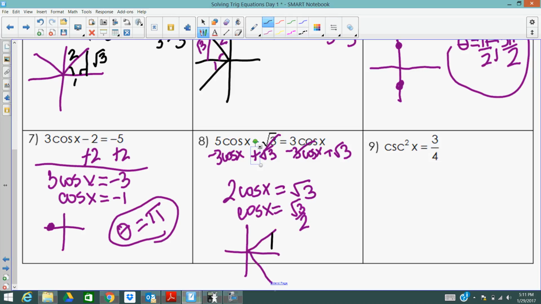Draw in the triangle. Cosine is adjacent over hypotenuse. So square root of 3, and our hypotenuse is 2, which means our opposite is 1. So that means our reference angle is our 30 degree, because that's opposite the 1. So that's pi over 6. And in quadrant 4, 11 pi over 6.